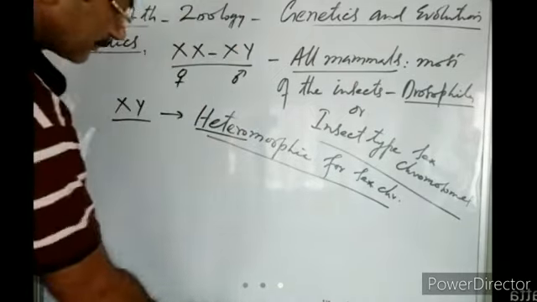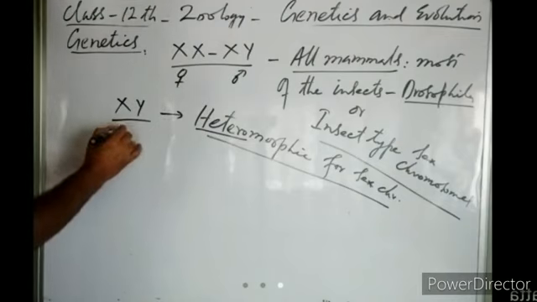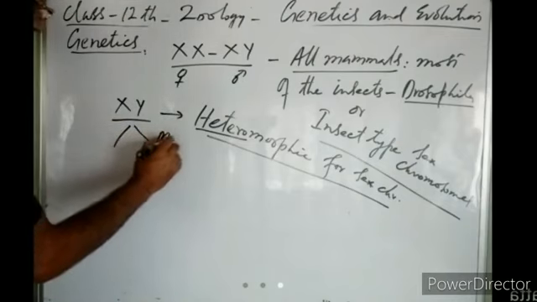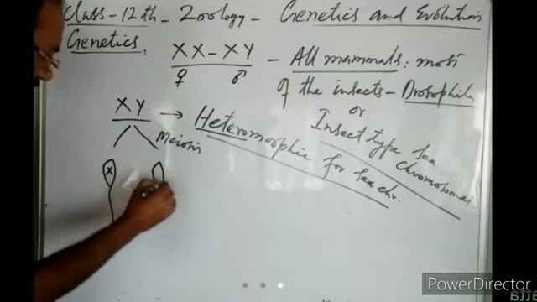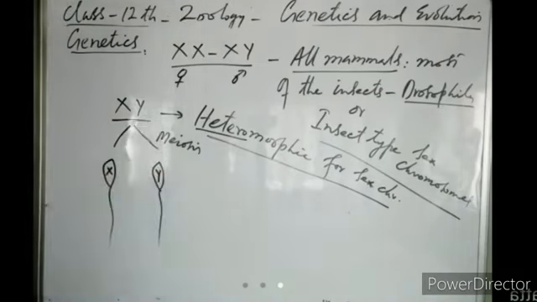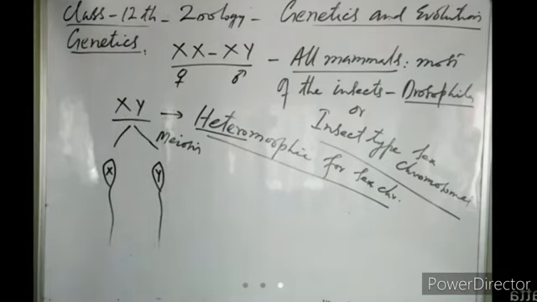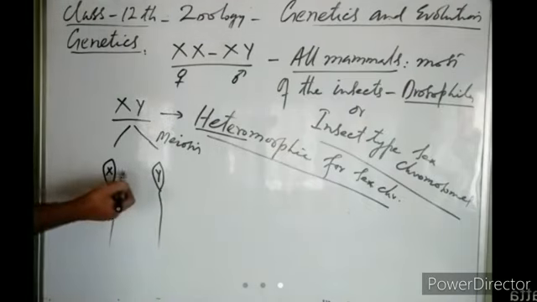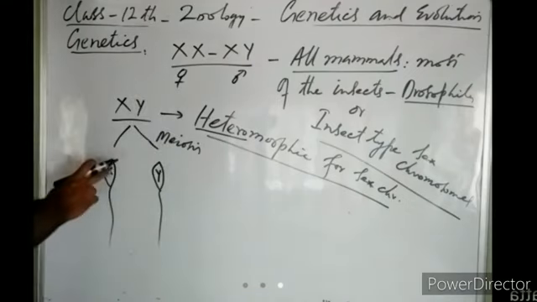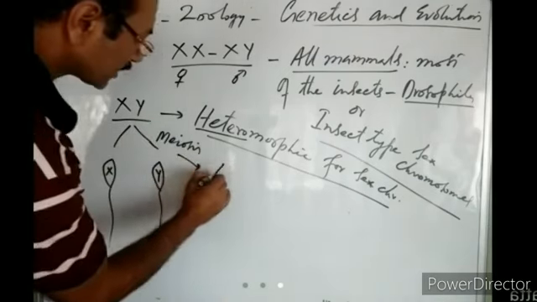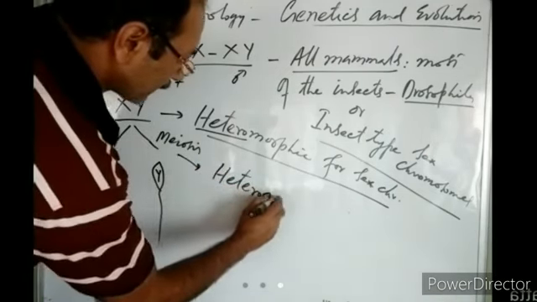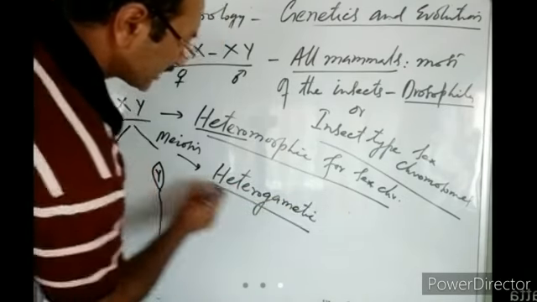Now, if the male produces gametes, when meiosis occurs, how many types of gametes will the male produce? Male may produce one gamete with sex chromosome X and another type of gamete with sex chromosome Y. At the time of meiosis, these chromosomes are distributed in daughter cells. One daughter cell receives X chromosome, another receives Y chromosome. So one sperm will be with X chromosome, one sperm with Y chromosome. So male is heterogametic. Male produces two types of gametes. Male is heteromorphic and heterogametic for sex chromosome.